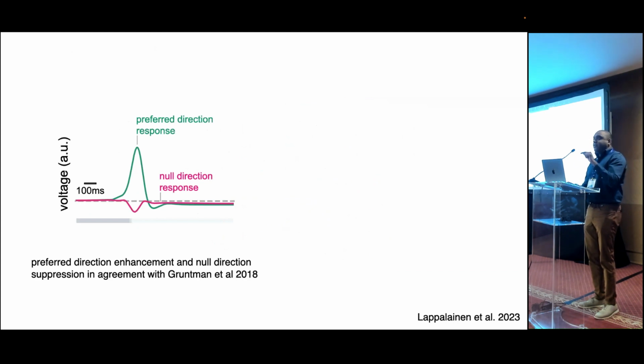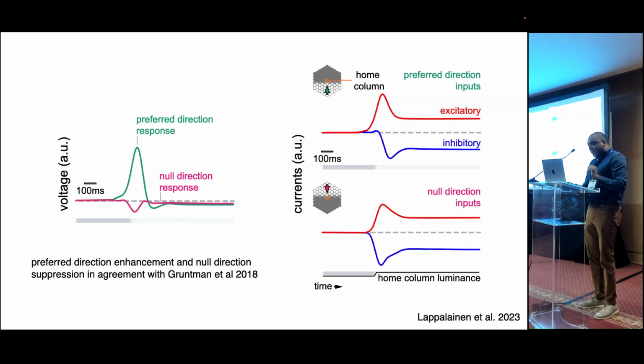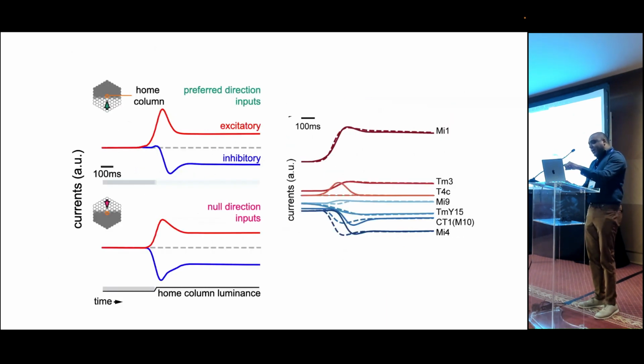We can predict the voltage traces in each of these neurons. This is the voltage trace for T4. We can also ask, what does the excitatory current look like? What does the inhibitory current look like? There's a very large degree of detail in this model, and we're predicting all of these details. We can also tell you which cell type provides what input to each of these neurons, shedding light on the mechanism of direction selectivity in the preferred direction versus the null direction.